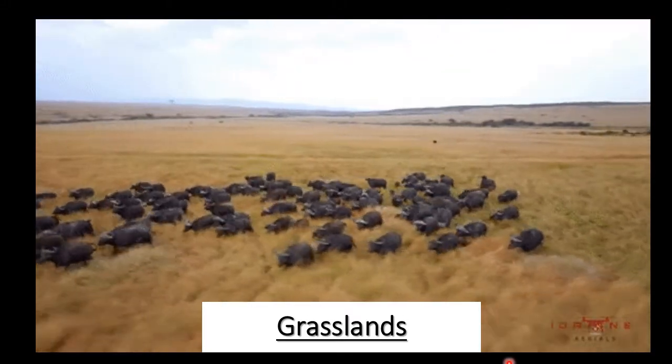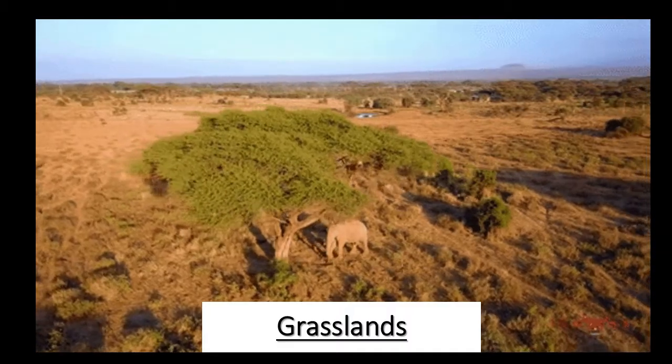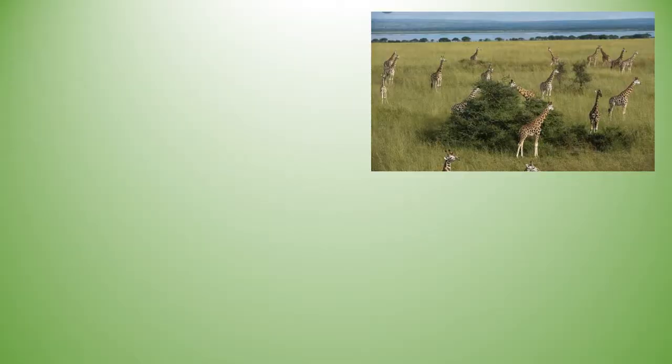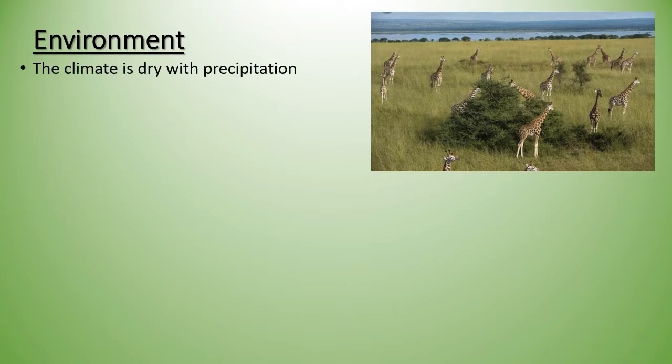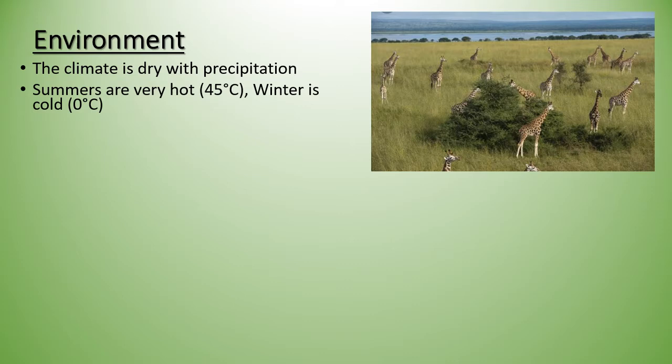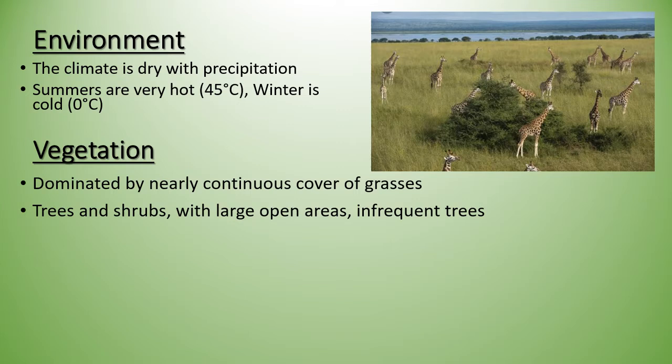Grasslands. The environment of the grassland is dry with little precipitation, meaning rain. Summers are very hot, going up to 45 degrees Celsius, and winters are very cold, going down to 0 degrees Celsius at night. Vegetation is scarce, but a lot of grasses are present. Trees and shrubs are there with a large open area.